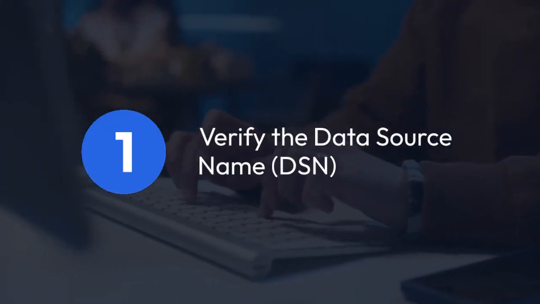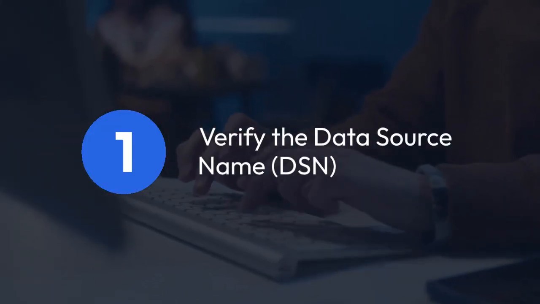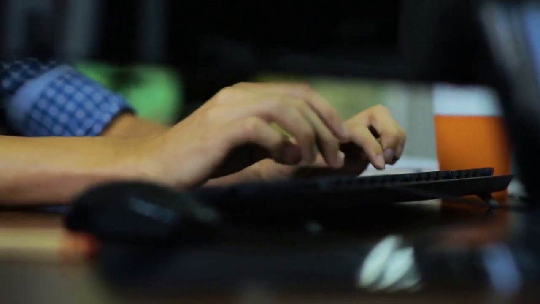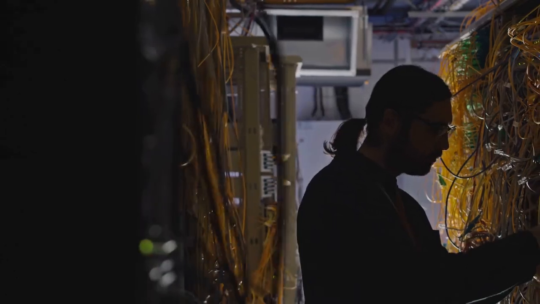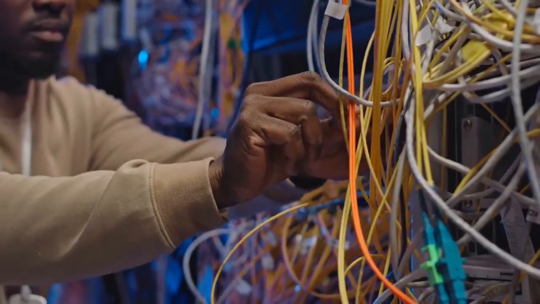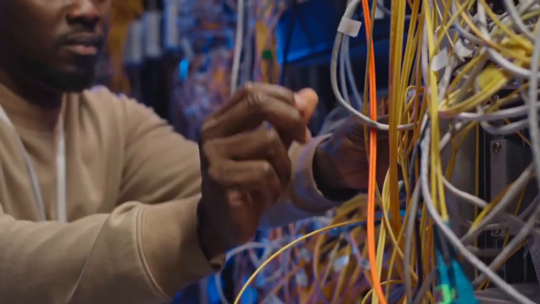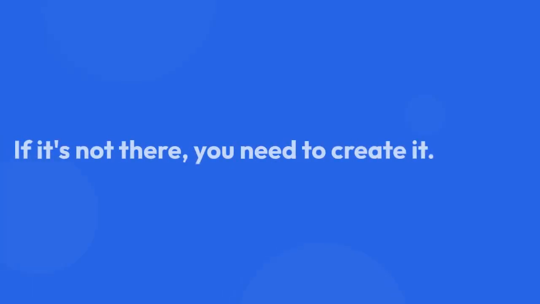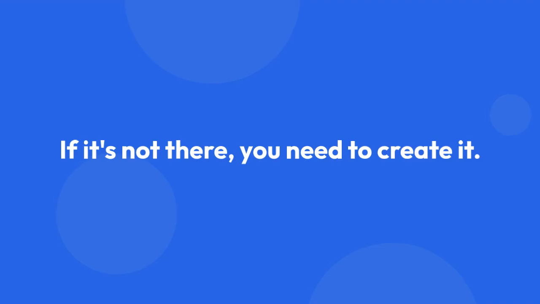1. Verify the data source name, DSN. Double-check the DSN you're using in your application. Is it typed correctly? Case sensitivity matters. Go to your ODBC Data Source Administrator, search for it in your Windows search bar, and look in the System DSN, User DSN, or File DSN tabs, depending on how your DSN is configured, to see if the DSN exists and if the information is accurate. If it's not there, you need to create it.